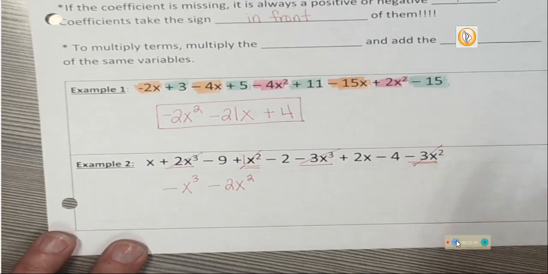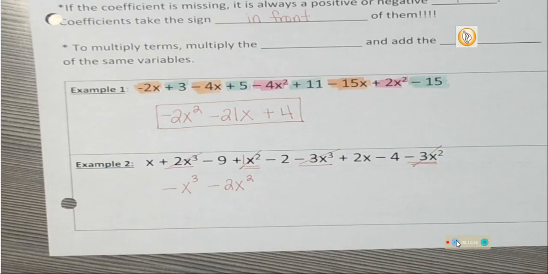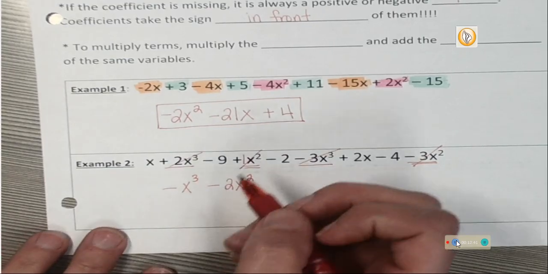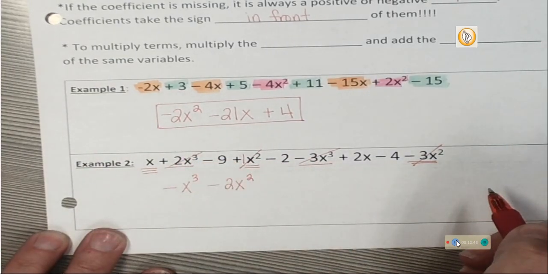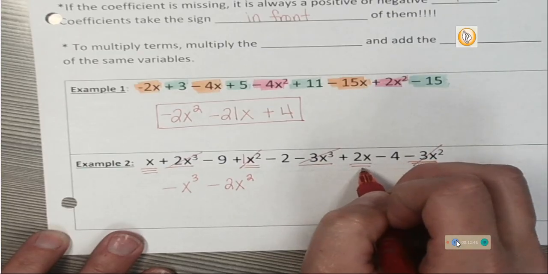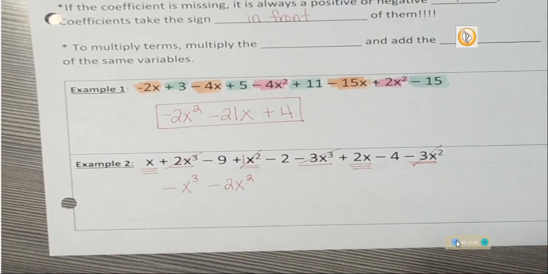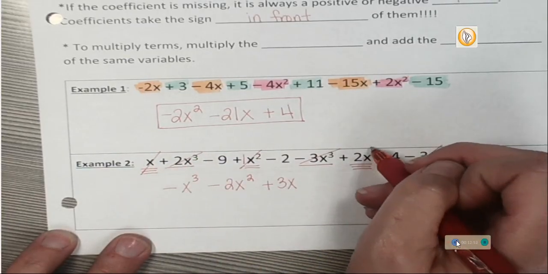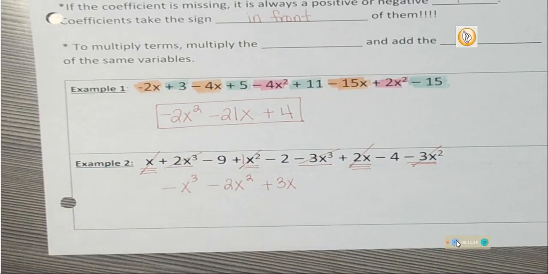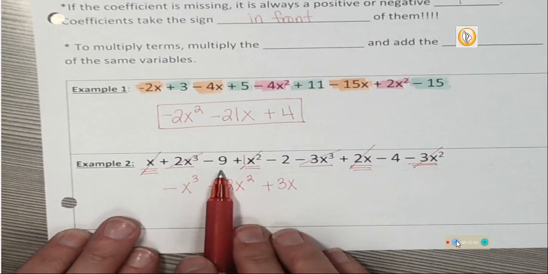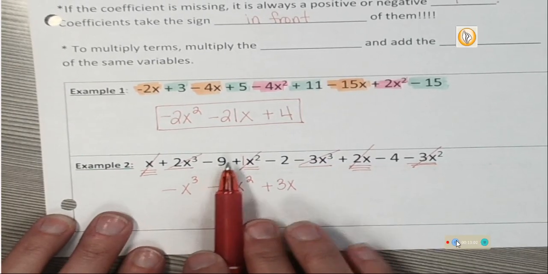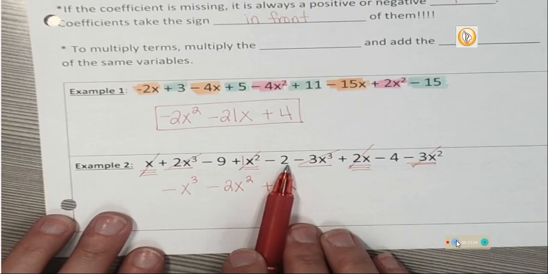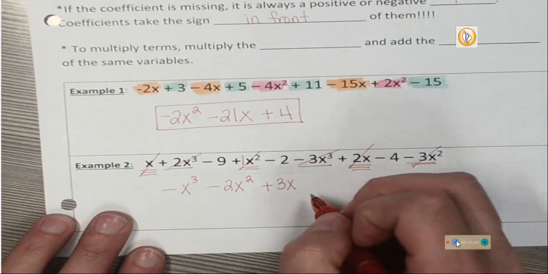So I'm going to mark those off because I already used them. All right, keep going down. You went 3, 2, what do I do now? X to the first. So I've got x to the first, so 1 of those, then 2 more of those. So what's 1x plus 2 x's? 3x. Plus 3x. And remember, when we add or subtract, we don't change the variables. And then all that's left are my constants. So negative 9 and negative 2 is, all right, and negative 4 more?